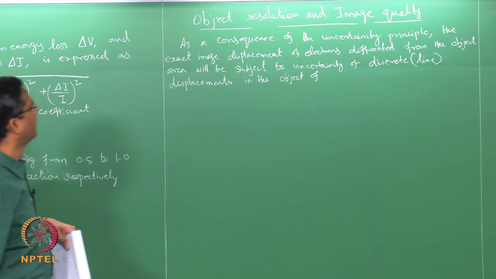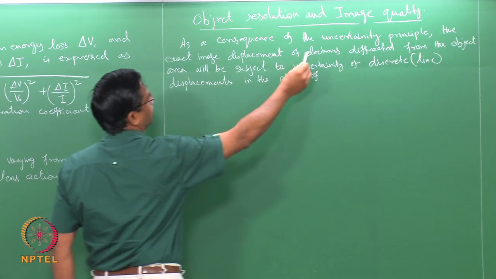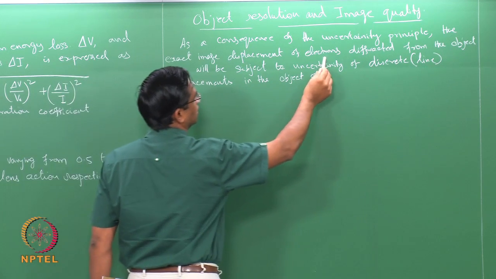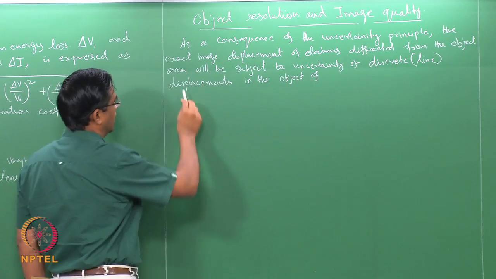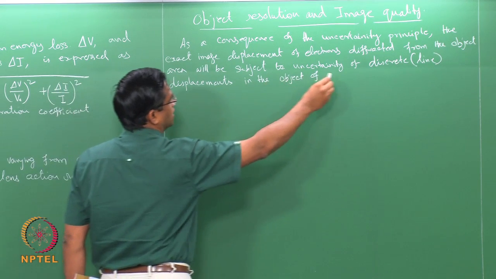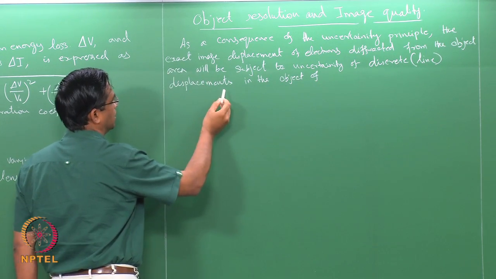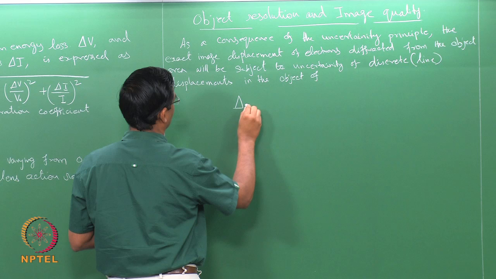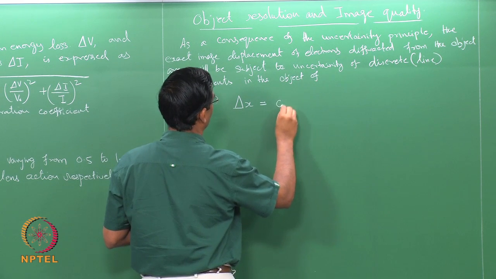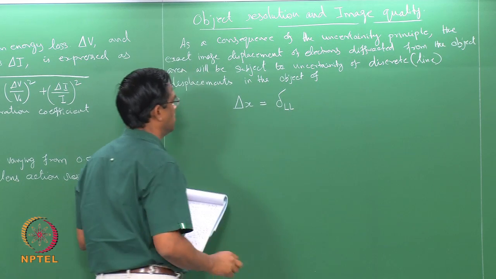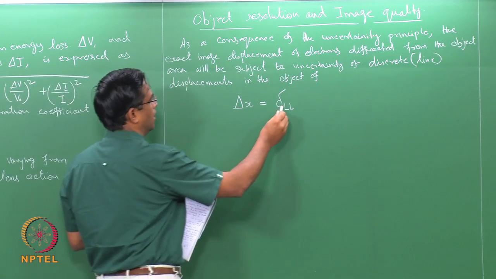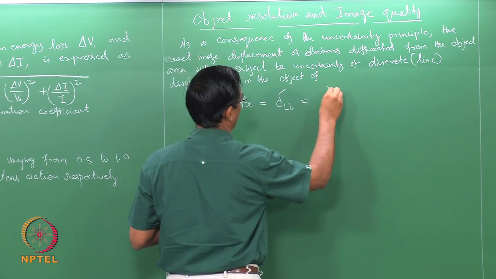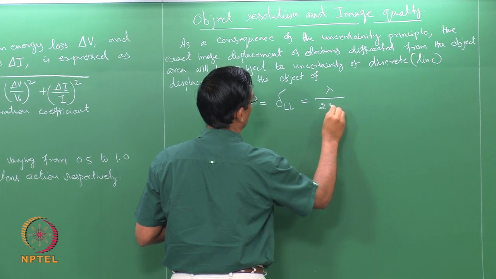So what I have written is, as a consequence of the uncertainty principle, the exact image displacement of electrons diffracted from the object area will be subjected to uncertainty of discrete line displacement in the object of the order delta x, which is equal to L, that is the limit of least confusion line to line, which can be written as lambda divided by 2 sine alpha.